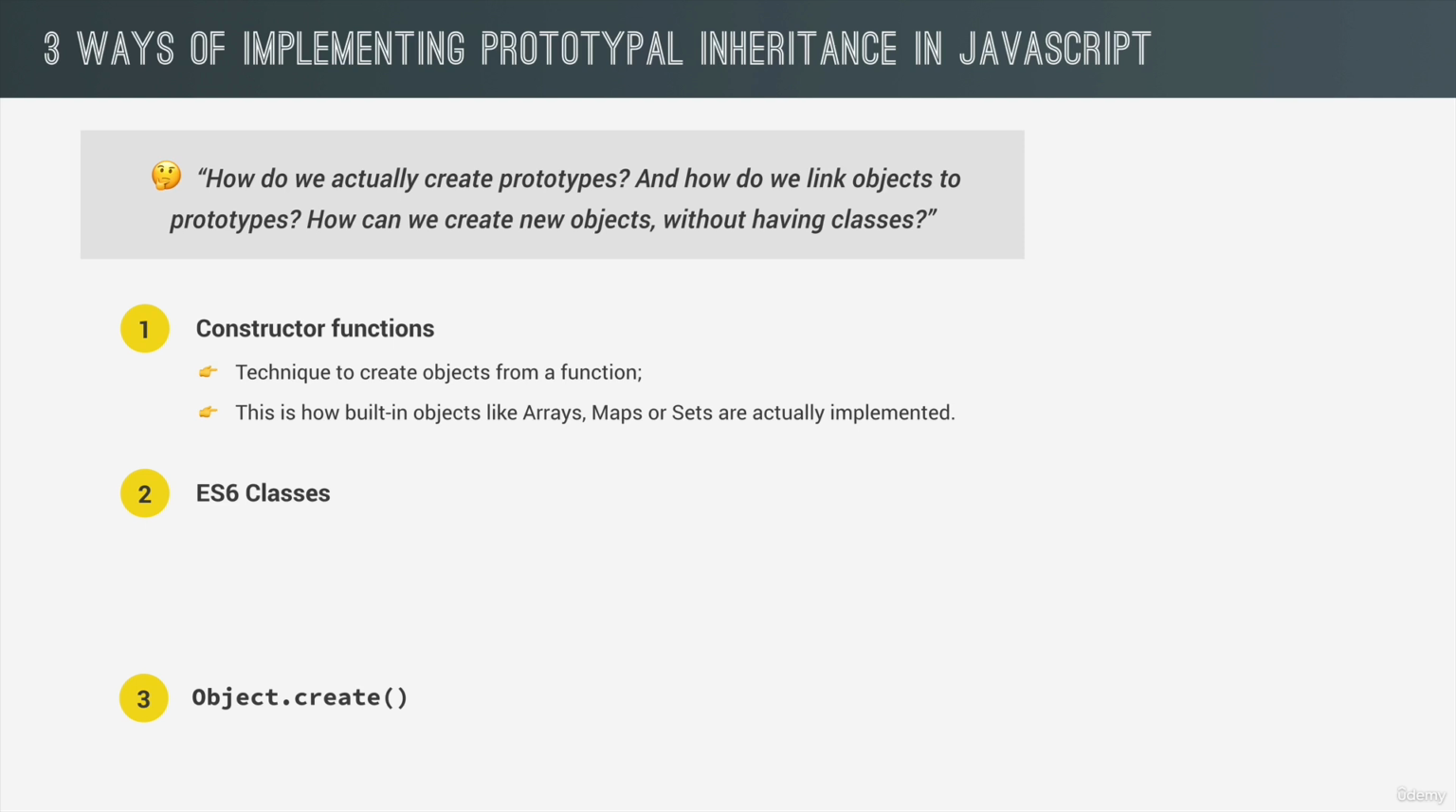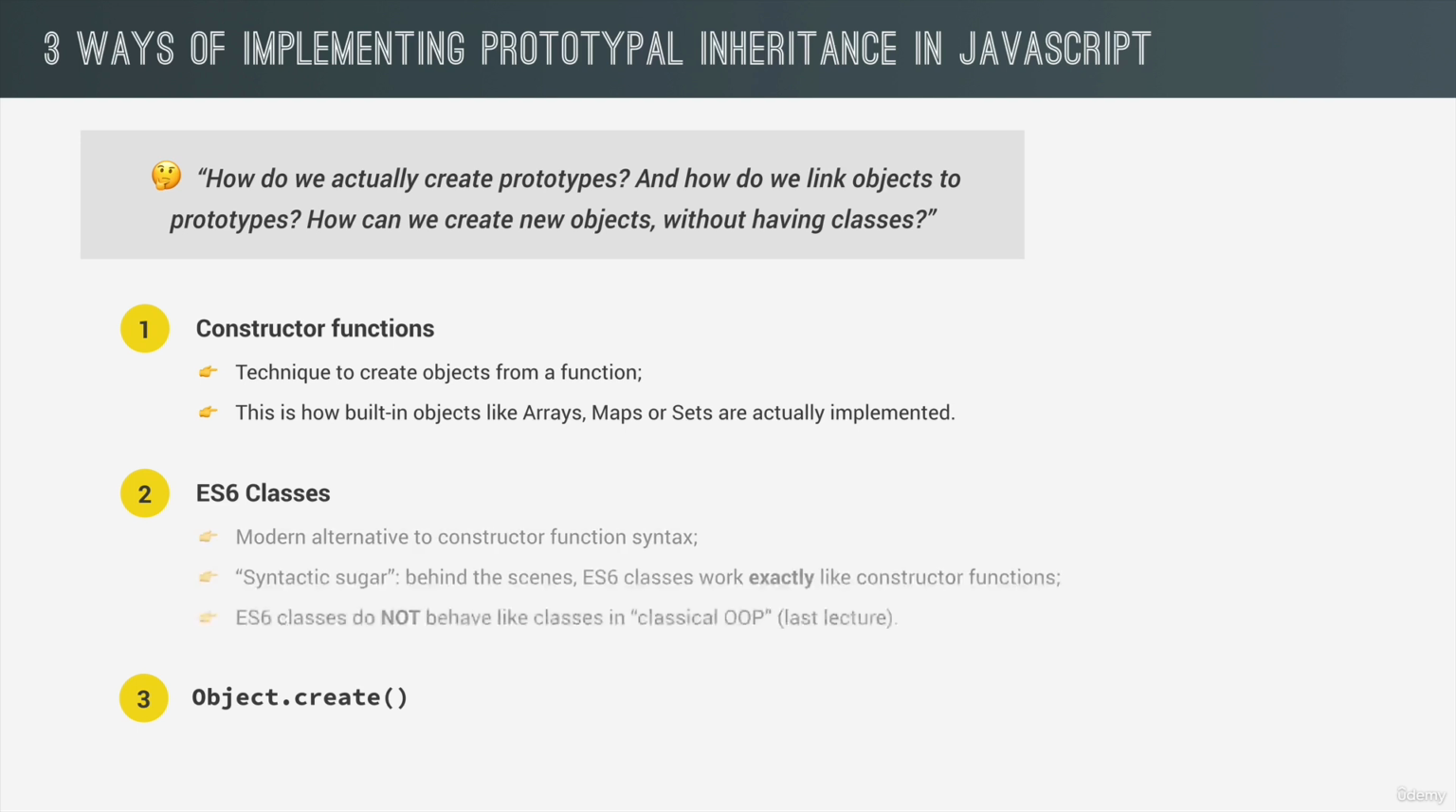Next, the ES6 release introduced classes into JavaScript. And so now, ES6 classes are actually the more modern way of doing OOP in JavaScript. However, keep in mind that these are actually not the kind of classes that we talked about in the last lecture and in the last slide. They are, instead, just so-called syntactic sugar over constructor functions. So this means that ES6 classes are basically just a layer of abstraction over constructor functions.